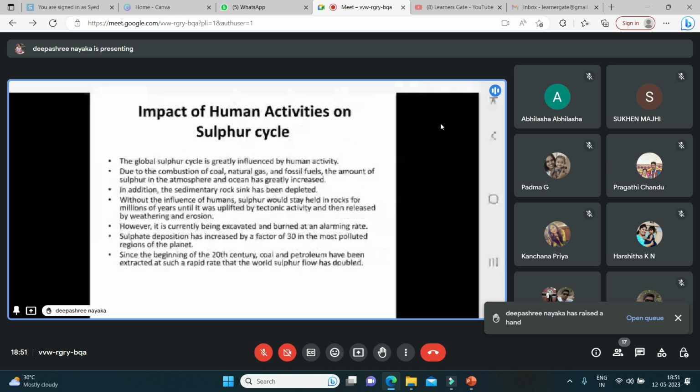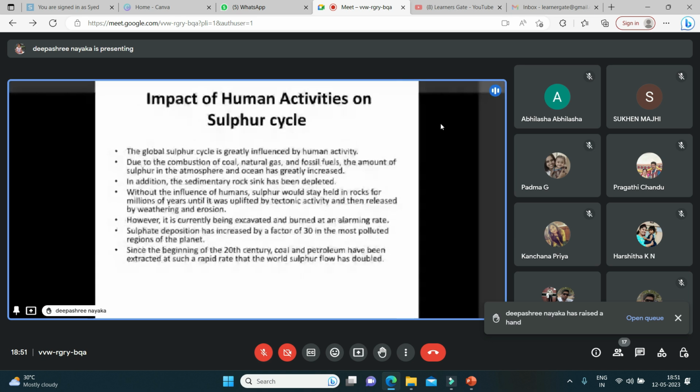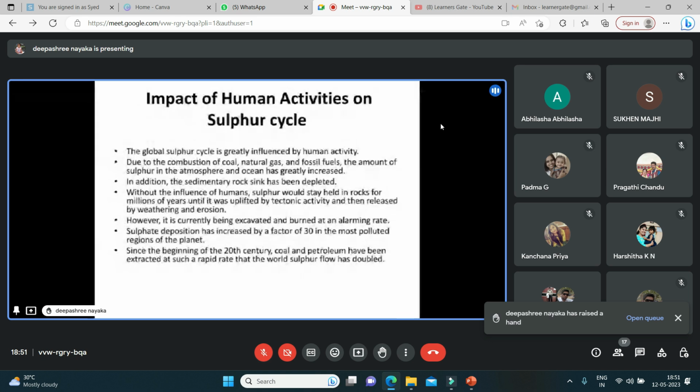Without the influence of humans, sulfur would stay held in rocks for millions of years until it was uplifted by tectonic activity and then released by weathering, and it is currently being excavated and burned at an alarming rate. Sulfate deposition has increased by a factor in regions of the planet.